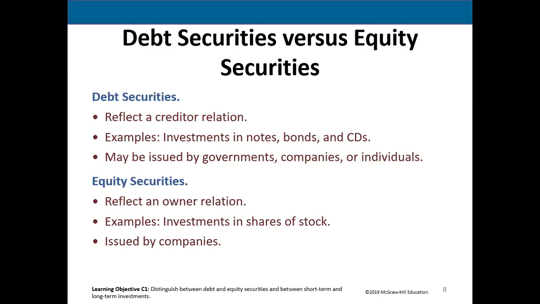So this debt security may be issued by governments, companies, or individuals. We usually focus on corporations for this chapter, and it's normally bonds that are the debt security. Equity securities, so what if the corporation instead buys stock? Now you are an owner of the company. You're not a creditor. Investments in shares of stock are your typical equity security, whether it be common stock or preferred stock, and these are only issued by companies. So the characteristics and the differences between the two types of securities: both are considered investments by the corporation purchasing them.